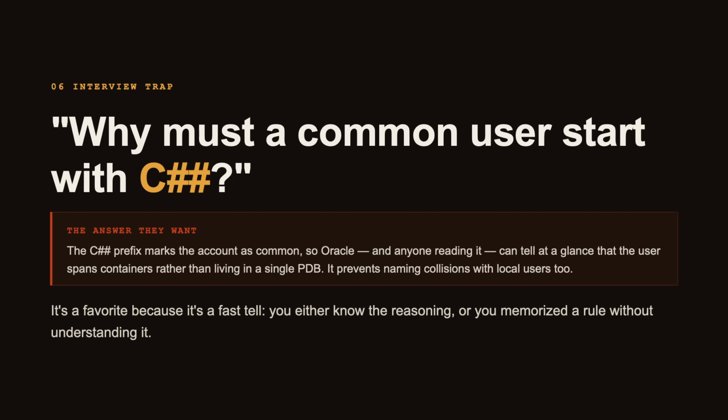The C## prefix marks the account as common. It lets Oracle, and any human reading it, tell at a single glance that this user spans every container, rather than being a local user tucked inside one PDB. It also keeps common and local names from colliding. So don't just memorize the rule. Say the reason out loud. C## means it crosses containers. That one sentence separates you from the pack.